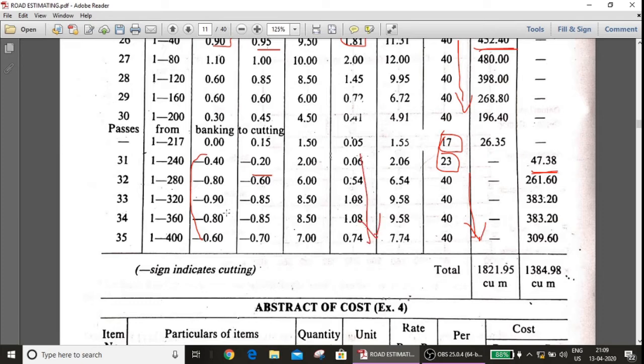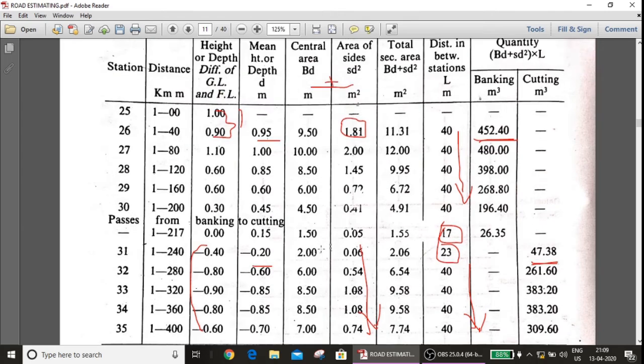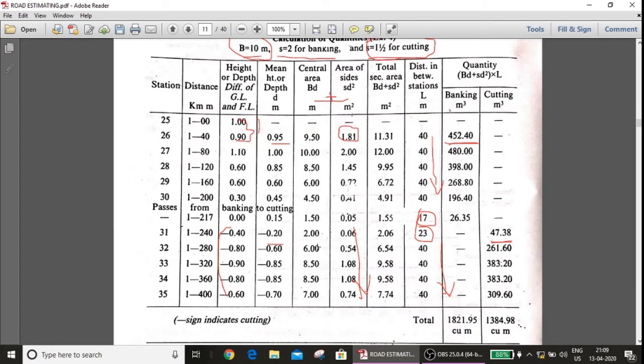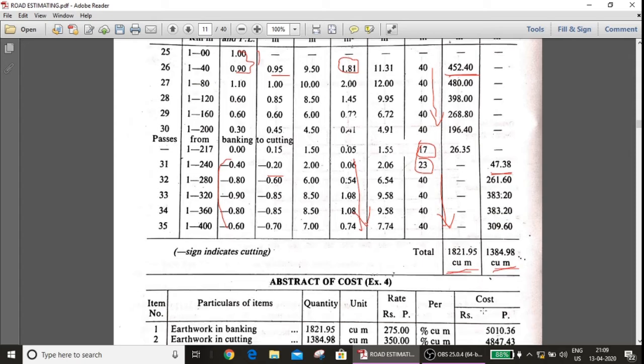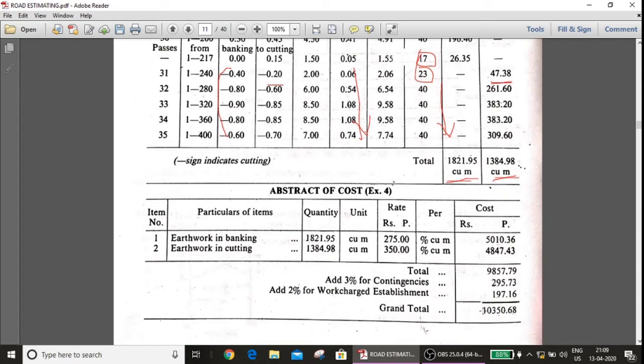Take the mean value, then multiply with the formation width, then the area of the sides, total section area, distance between the stations, quantity. So for the total quantity, we will get for banking 1821.95 cubic meters and cutting is 1384.98 cubic meters. Now for cost we have to do separately. So we have two items now, item number 1 and 2, particulars of the item: earthwork in banking, earthwork in cutting.